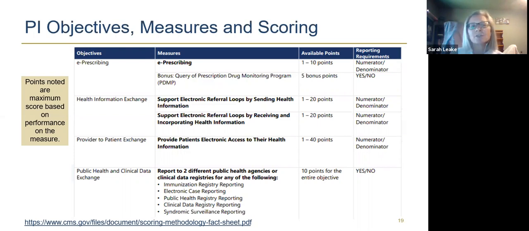The next one is your public health and clinical data exchange. The MIPS eligible clinician has to say that they are in engagement with a public health agency to submit data for these public health registries, and they have to have 2 different public health registries that they're saying that they have. There are some combinations, and we'll get to that, I believe, on the next page, so that you can see what is more entailed in these public health registries.